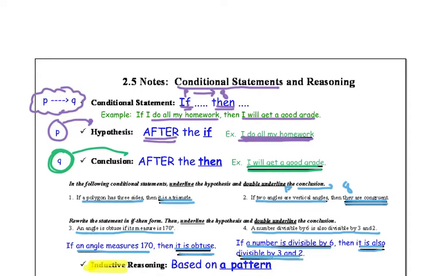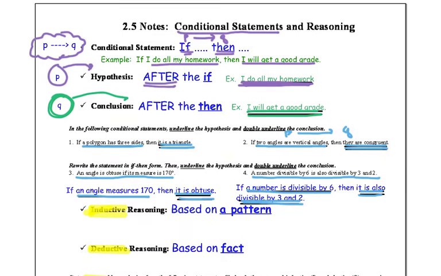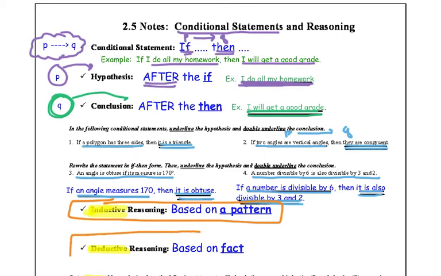So those are conditional statements, if and then. Then we talk about different kinds of reasoning. We're going to have 2 types of reasoning, inductive and deductive. Inductive reasoning is based on a pattern. Deductive is based on fact. So what do we mean by that?